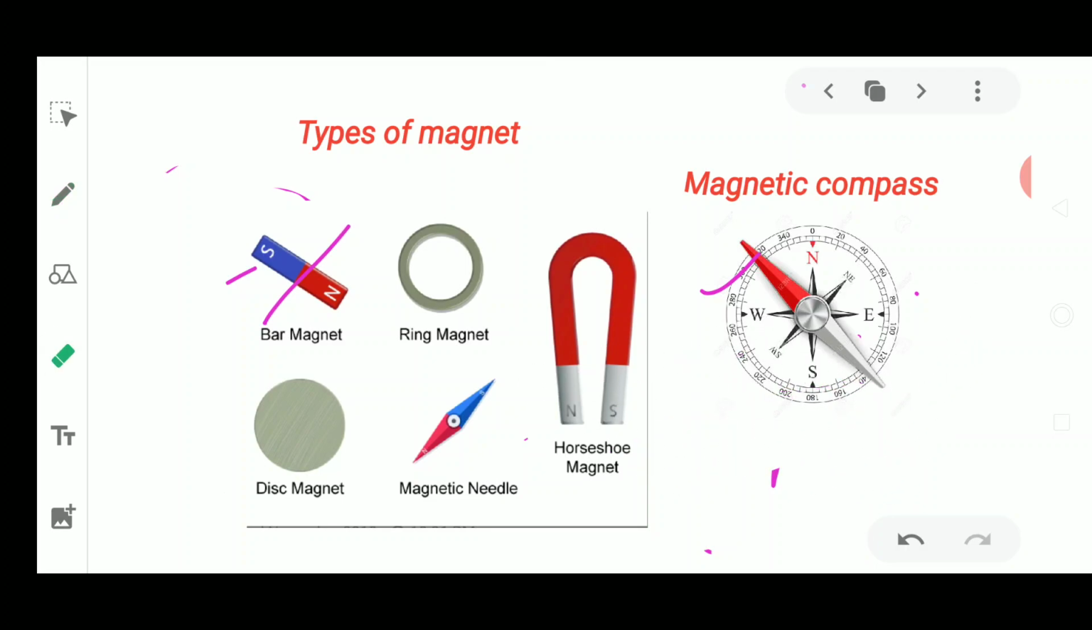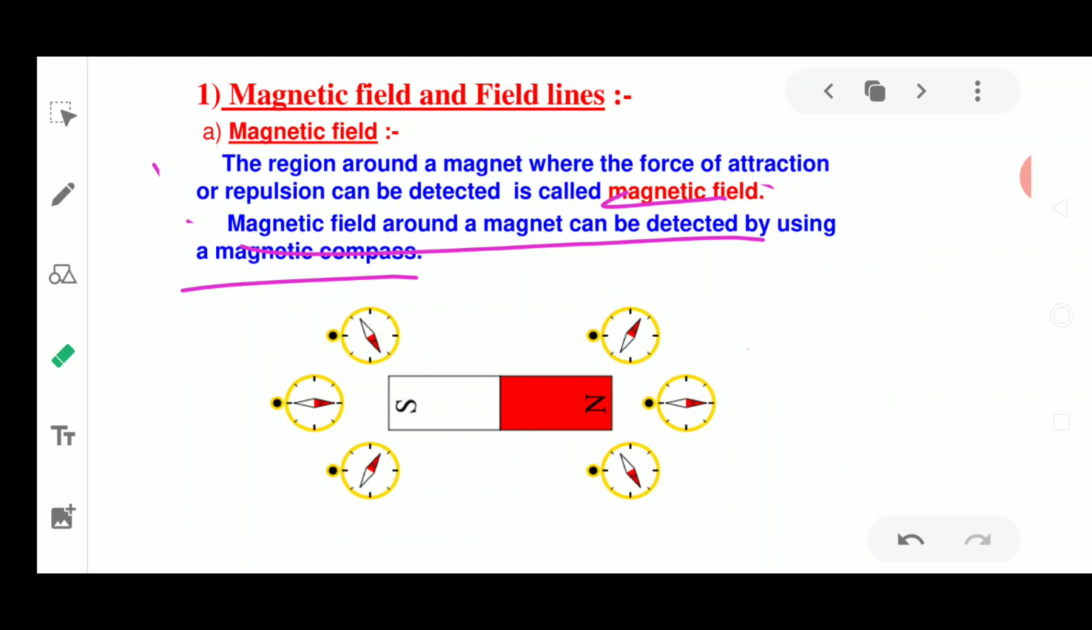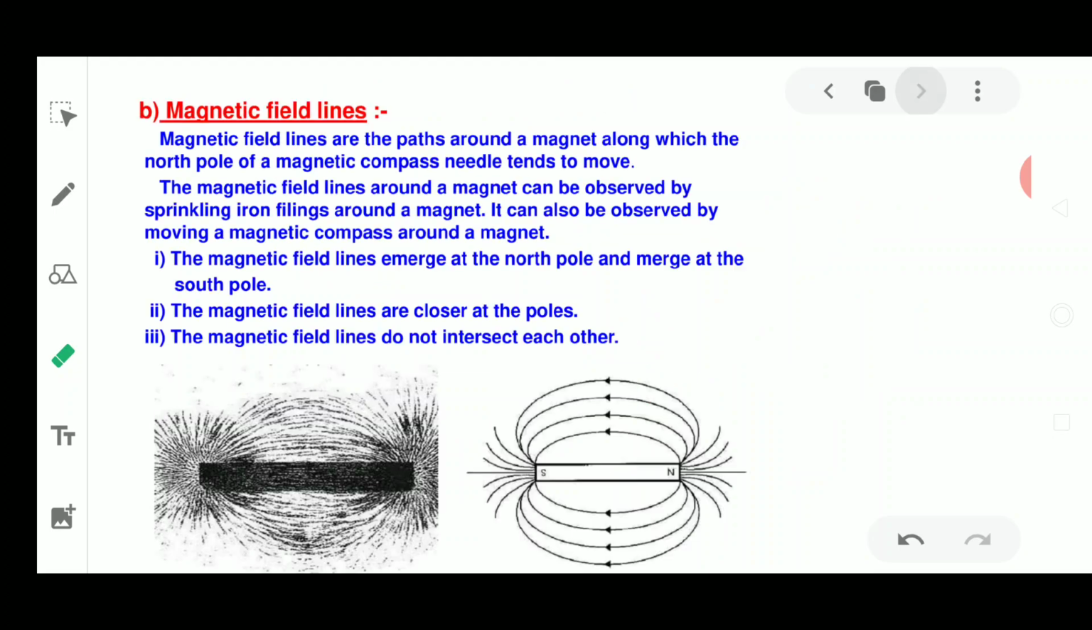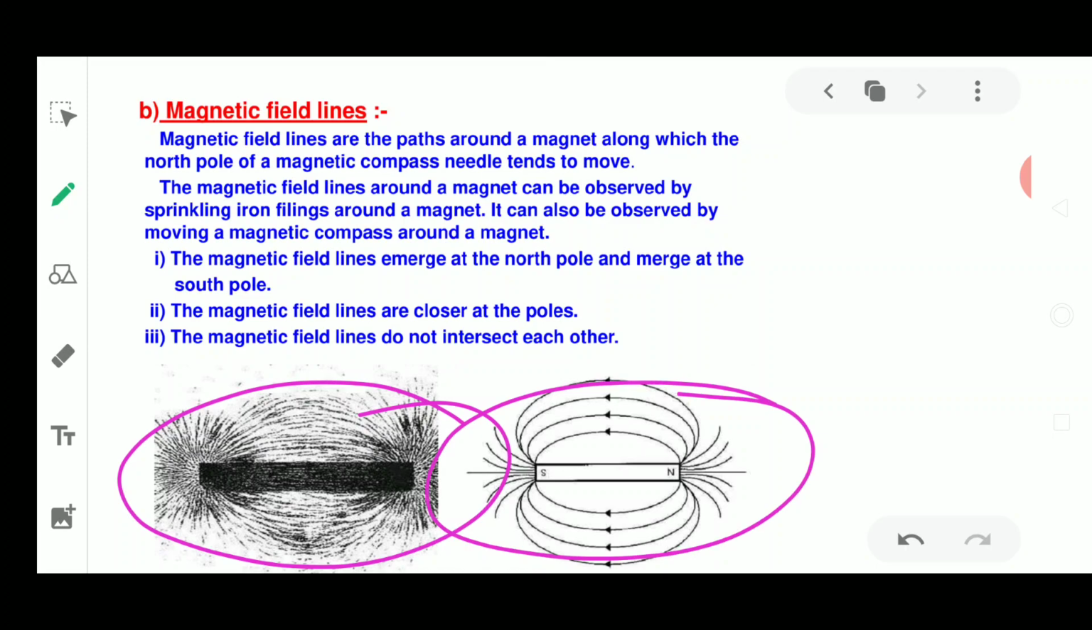Fine. Now how you are going to detect this magnetic field, we are going to study in the activity part. Now, what are magnetic field lines? Magnetic field lines are those lines which could be drawn around the magnetic field. Actually they are not drawn; they are imaginary lines which we feel are present around the magnet.